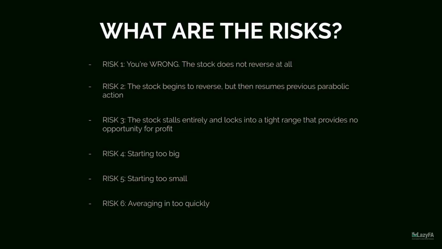Now let's talk a little bit about the risks. We know the goals, let's talk about the risks because this is one of the most important parts. Number one risk is you're just wrong. The stock doesn't reverse at all. Or number two, the stock starts to reverse, and this is almost more dangerous in my opinion. The stock starts to reverse, but then resumes its previous parabolic behavior.